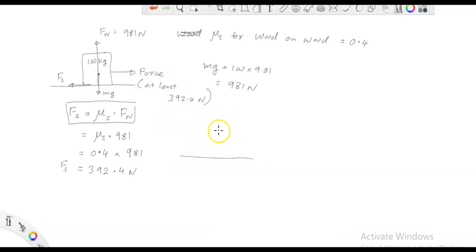So here's the object. You apply 400 newtons. It's a little more than what is needed. So what's going to happen? Now in this case, we know that the force is bigger than the max static friction. So that means it will move. That means we have to now switch to kinetic friction. For the rest of the problem, to understand what's going on when it is moving, we have to switch to kinetic friction.